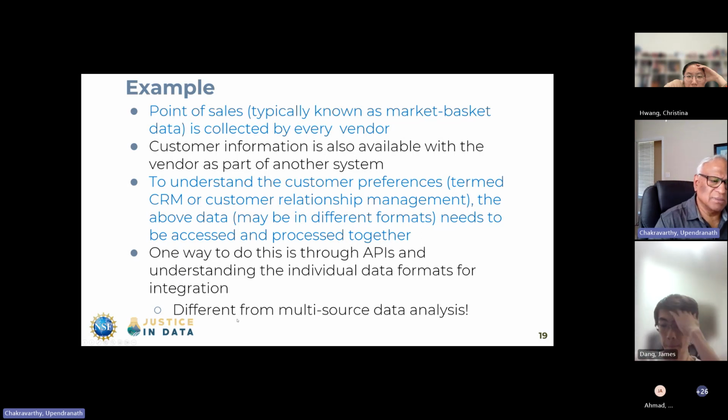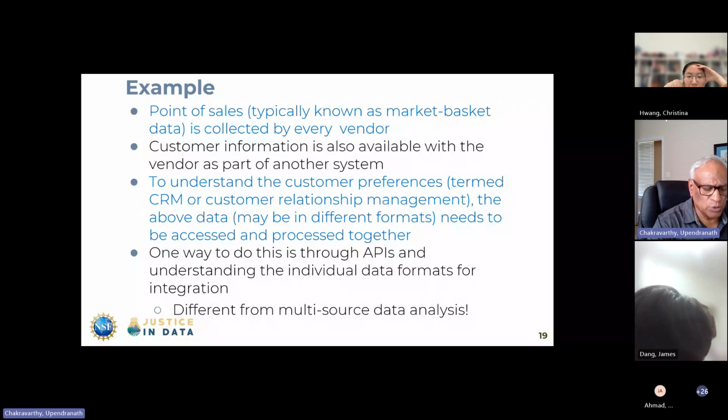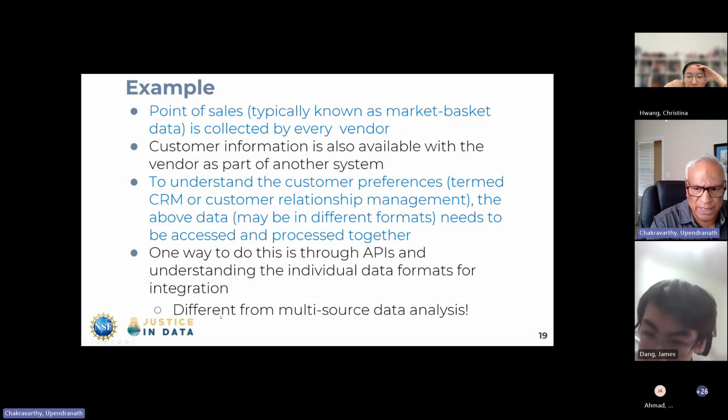So this is different from multi-source data. Remember, in multi-source data, you are converting multi-source data into something common and using it. Here you are doing it at runtime, as and when the data is being generated. It is not that data is generated and stored somewhere and then fed into the next application.